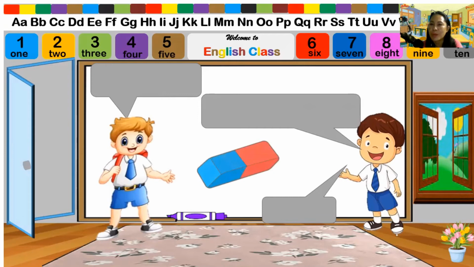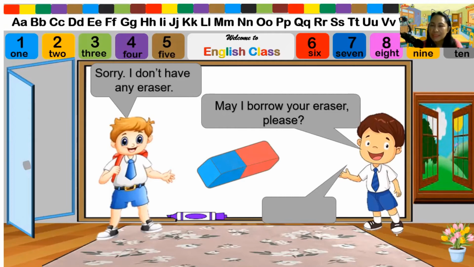Okay, what does he want to borrow? That's correct. An eraser. Okay, so we say, may I borrow your eraser, please? And then if we don't have, we say, sorry, I don't have any eraser. Okay, if our friend doesn't have, we just simply say, never mind.